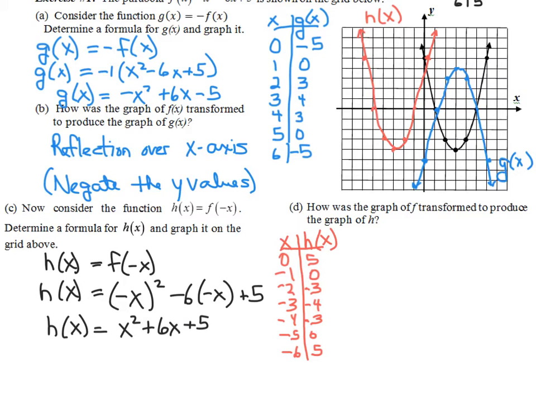I've graphed the new graph of h of x in red, and as you can see in part D, what we have done is taken our original graph that's in black, the function value f of x, and we've reflected it over the y-axis this time. So this is just a reflection over the y-axis. The manipulation that we did, we negated each of the x coordinates.